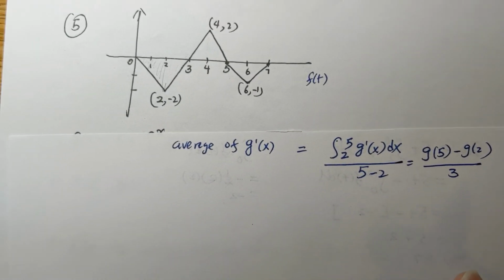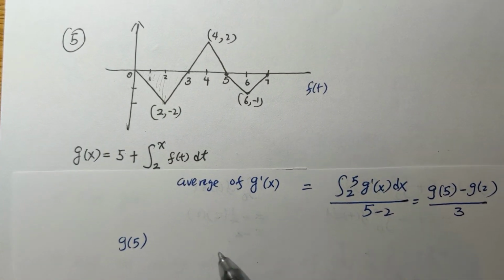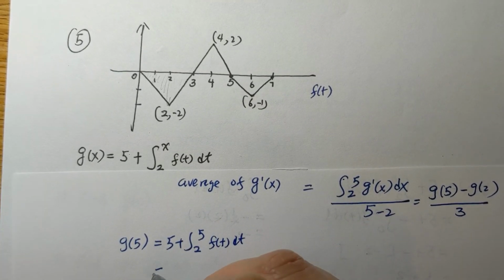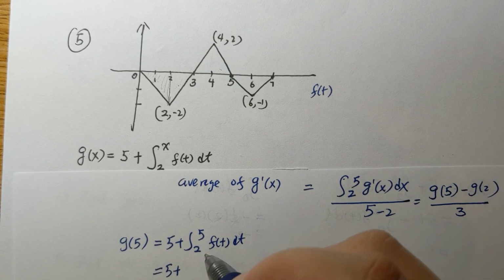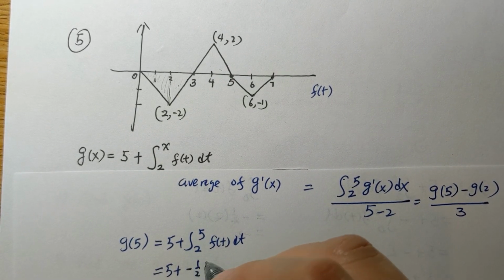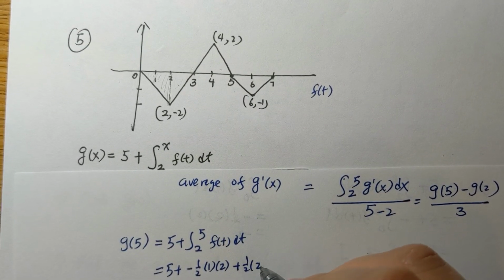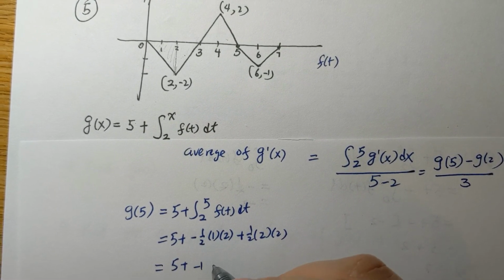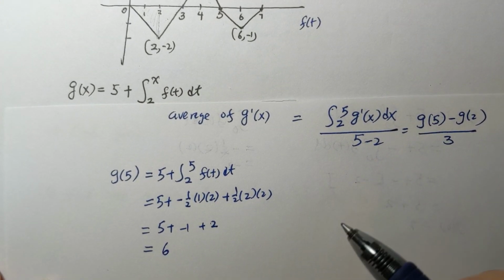So let's go back over here. Let's find g of 5. So g of 5 equals 5 plus the integral from 2 to 5 of f(t) dt. So 5 plus 2 to 5 is here to here. So we have the area below the x-axis and plus the area above the x-axis. So negative 1/2, 1 and 2. And plus this one is 2 by 2, so 1/2 times 2 times 2. So now we're going to have 5 plus negative 1 plus 2 because it's cancelled. So now you're going to get 6.